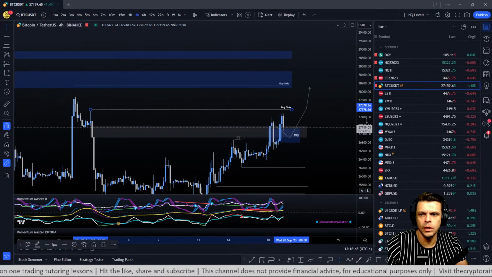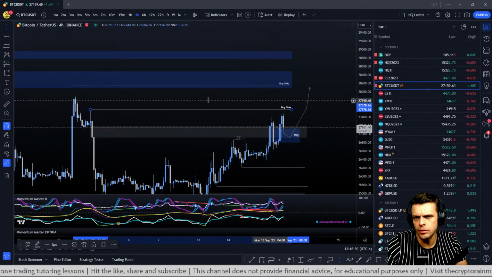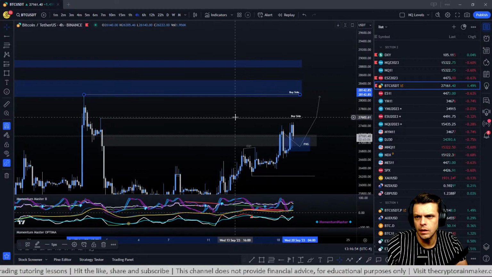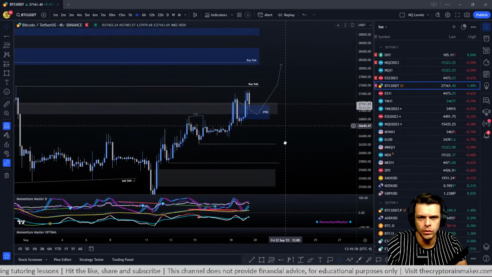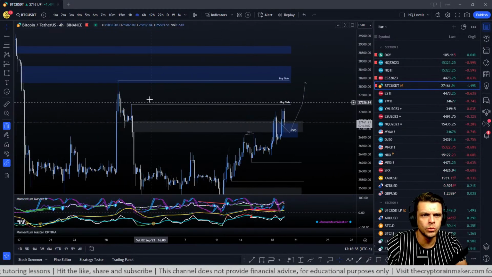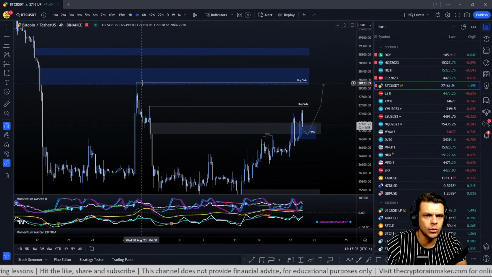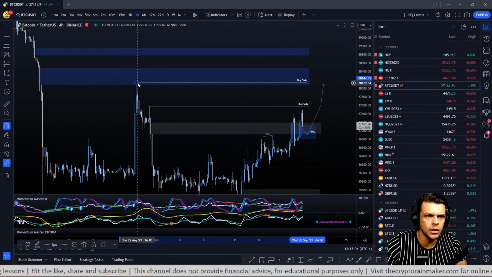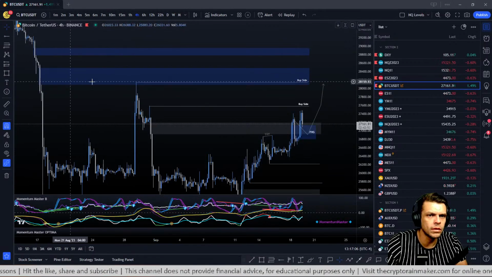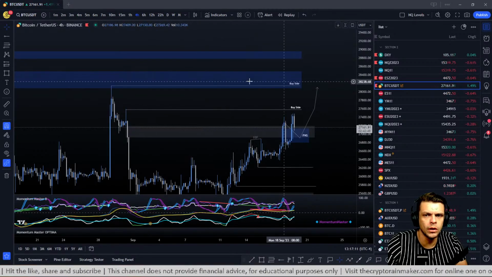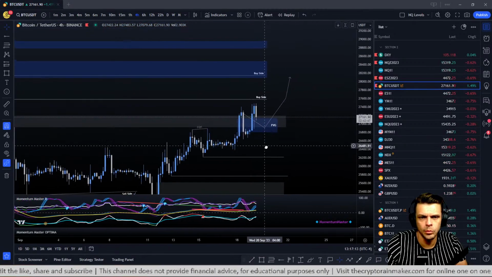So we have the liquidity at 27,580 more or less, and then the next pool is 28,142. So it looks like it is moving towards these liquidity pools, and then right at this liquidity pool, the buy side above this high, we also have this imbalance right here. So it looks like this is kind of the draw on liquidity for Bitcoin at the moment.